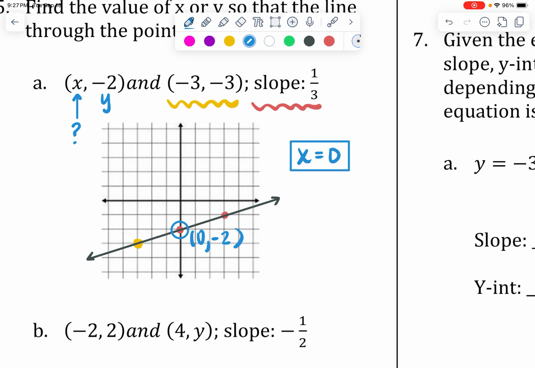And guys, if you're not 100% sure, check your answer, right? Put it into the coordinates 0, -2 and -3, -3, and run yourself a little quick slope formula. You're going to get -1 over -3, which is +1/3, right? So you can always check your answer. It's not like you're just taking some wild guess and hoping that it's correct, okay?